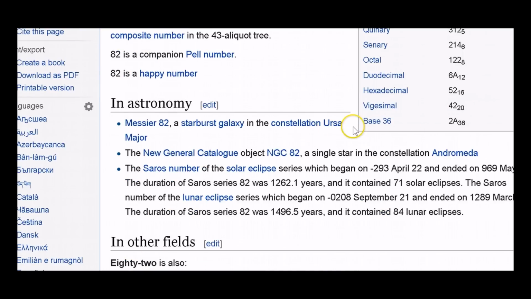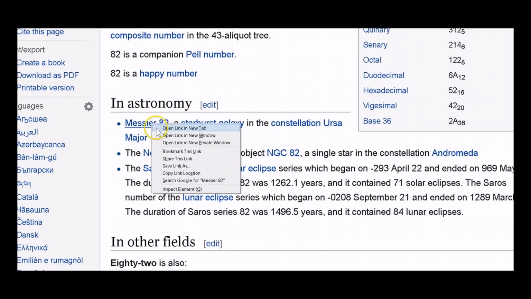I was just wondering why in that statue they have that statue standing on a bear. Well, this might explain it. Messier 82 is a starburst galaxy in the constellation Ursa Major.